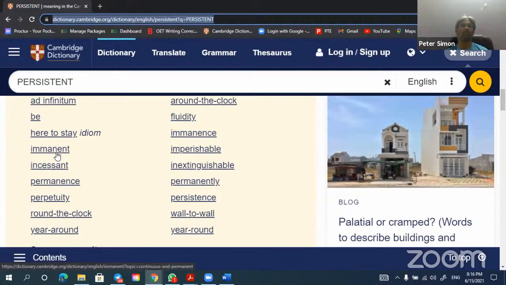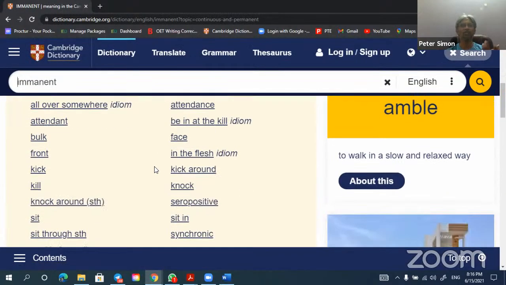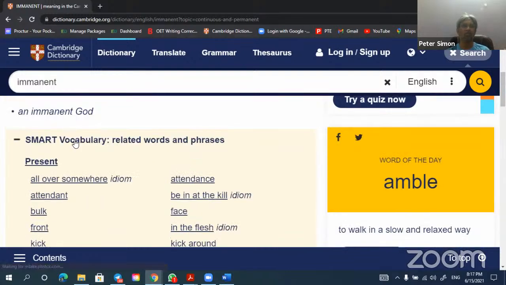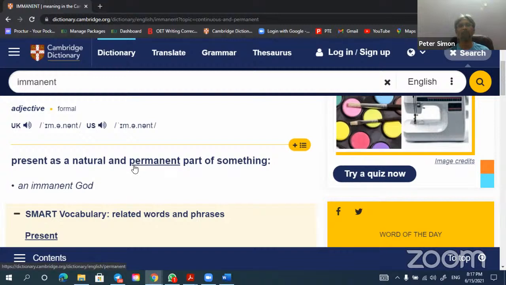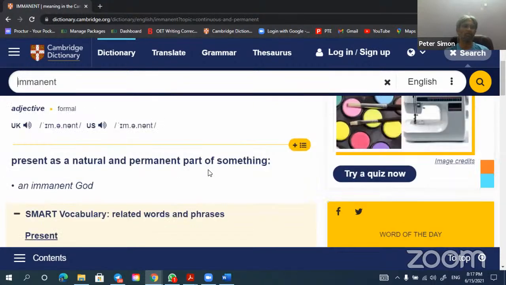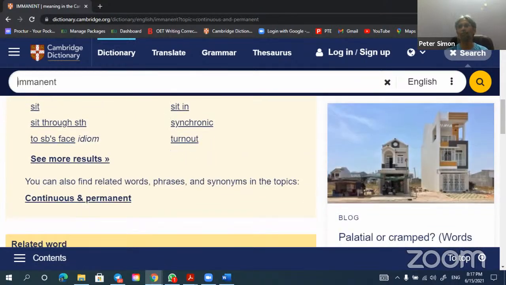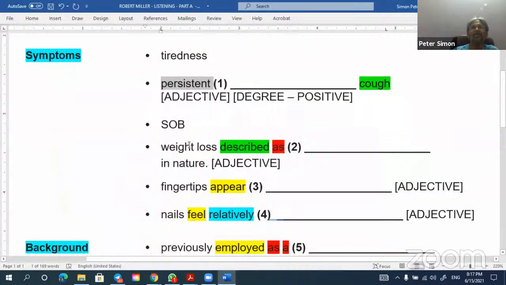Okay. Immanent means within. Immanent means within. So all these words, special words. Okay, immanent. Now what do you mean by immanent? Okay, now let us see. Immanent means present within. Okay, an immanent God, present as a natural and permanent part of something. Immanent means permanent. Okay, soul is immanent, means permanent. Body is perishable, but soul is immanent. So like that one, right? Try to learn these words and use them. Right. Next one here. Weight loss.